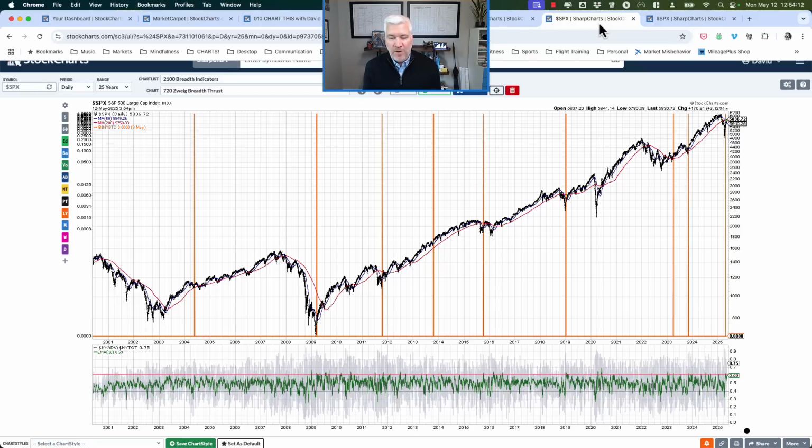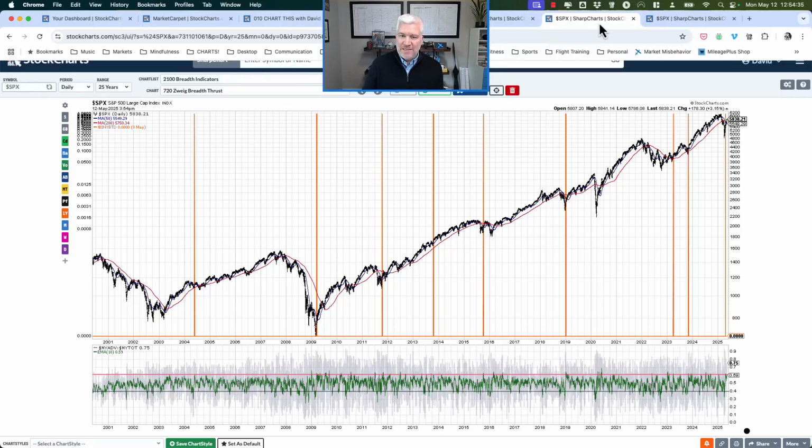The general idea of a breadth thrust is that breadth is very negative and then goes very positive in a short period of time. Kind of what we're doing on the previous chart, looking at the indicator getting very low and then back above 50%. Marty Zweig's version actually used advance-decline data for the New York Stock Exchange, and he found a fairly systematic way of identifying when the market was in a new uptrend phase.